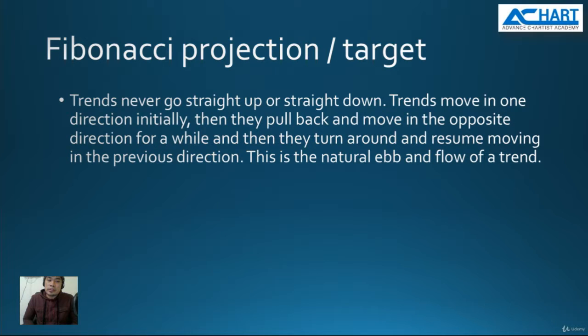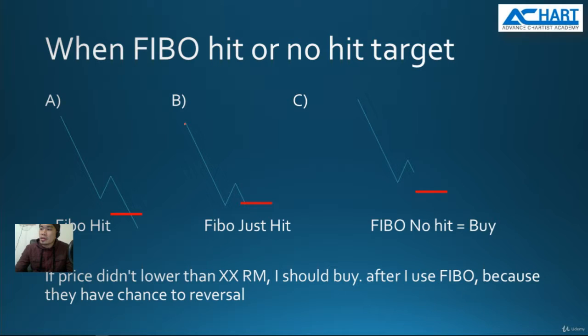Now, when Fibo hits or does not hit the target, if Fibo hits the target, this is what we call a hit, and in scenario B, it hits on the spot, and for the third one, it's not hitting the target point. And why we are showing this, actually we are measuring the downtrend target.